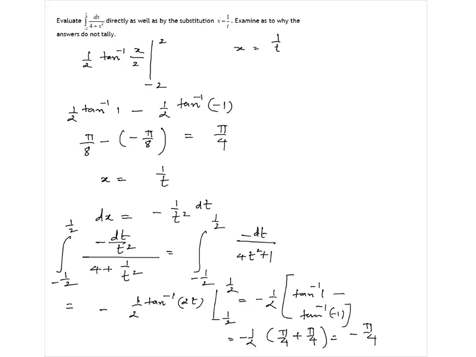and we are taking 1 by x equal to t. X goes from -2 to 2. So 0 is there within the limits. So how can 1 by x be taken as t? So the second one is incorrect. First one is correct, pi by 4.